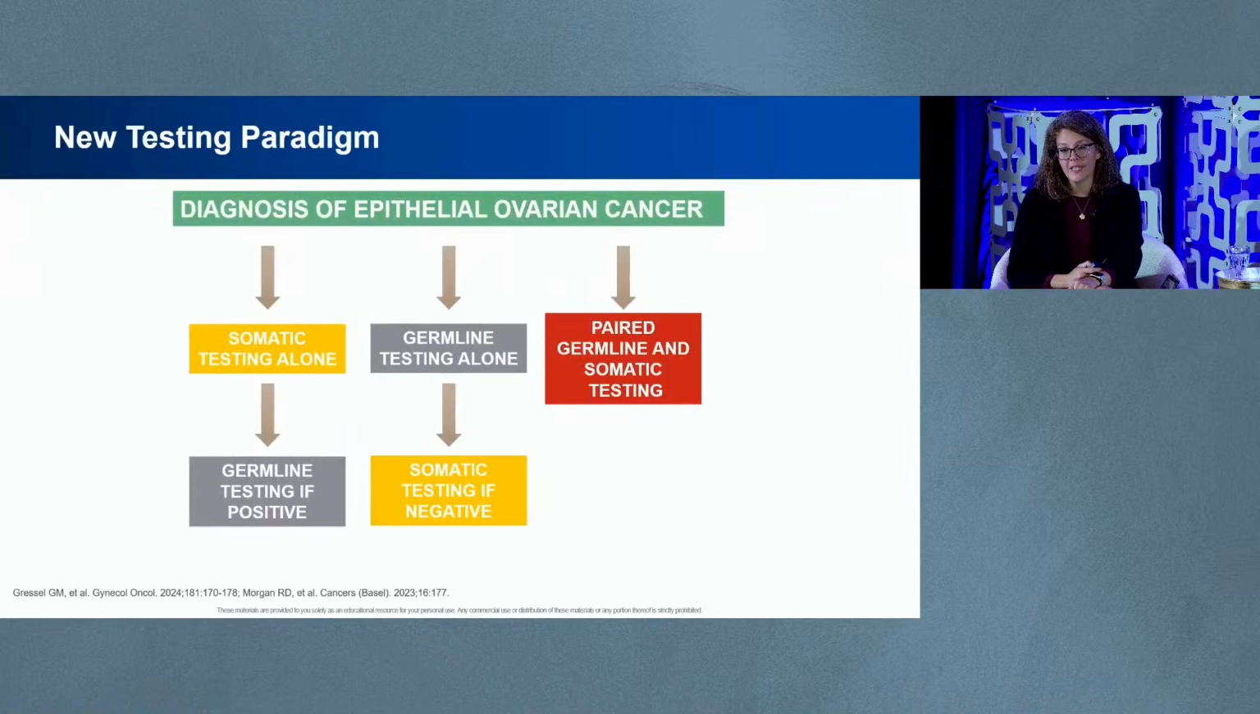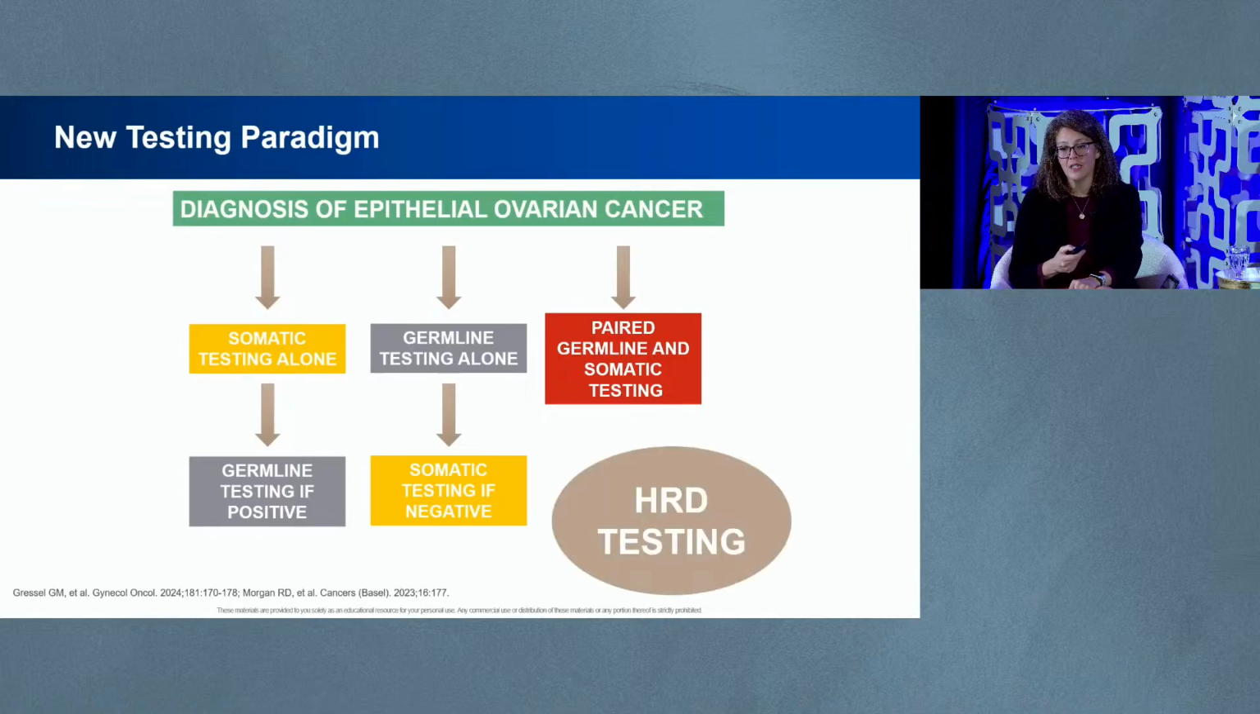There are different testing paradigms. So there are situations where you test the tumor first. If the testing in the tumor is positive, then you can move on to germline testing. Some people do germline testing first. If germline testing is negative, then test the tumor. And then there's also paired testing. And not only do you want to test for the genes, you also have to do HRD testing of the tumor to really understand the implications for treatment.